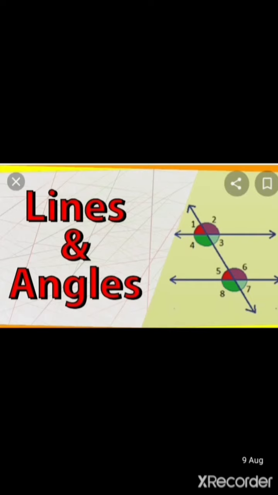Good morning, students. Today we can start chapter number 6, Lines and Angles. This is a chapter which is in the geometry section. What is geometry? Geometry is the branch of mathematics which deals with the properties and relations of lines, angles, surfaces and solids. Just as maths deals with numbers, geometry deals with figures, points and lines.